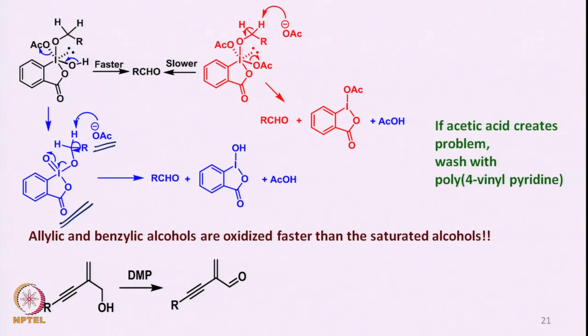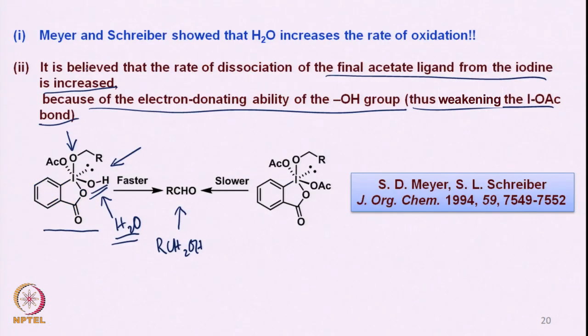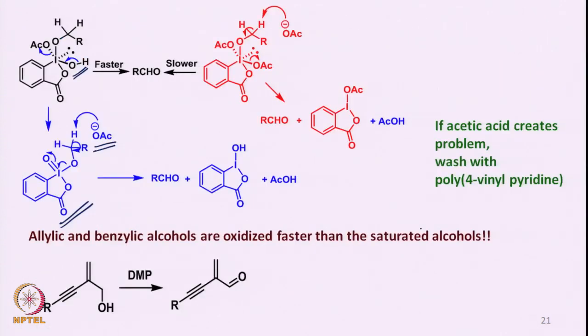So that means this particular movement of electrons from the OH group kicks out the acetate. At the same time there is an oxidation, because this loss of acetate is much faster with this hydroxy group being present there. So that is the reason why the oxidation occurs, and there is a good description of this particular aspect in this paper. And allylic and benzylic alcohols are oxidized faster than the saturated alcohols. Of course you can have many such alcohols that can be oxidized to the corresponding aldehydes which are very sensitive, with a triple bond and a double bond in conjugation.